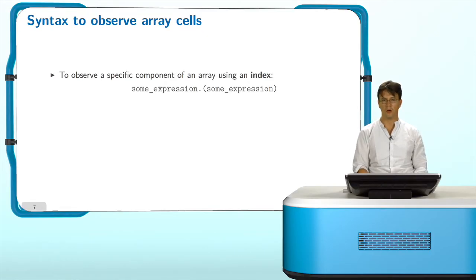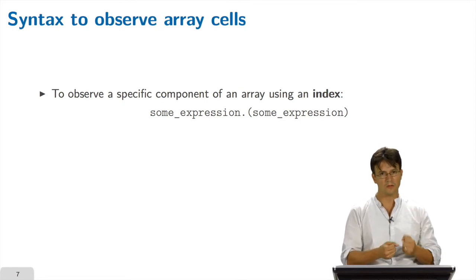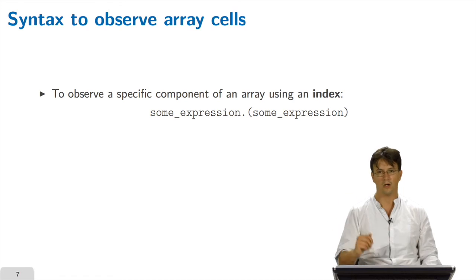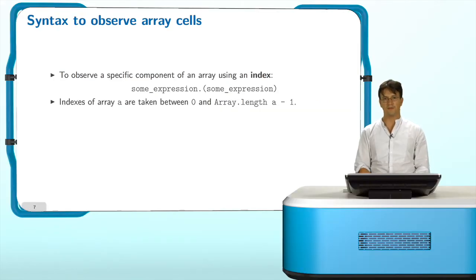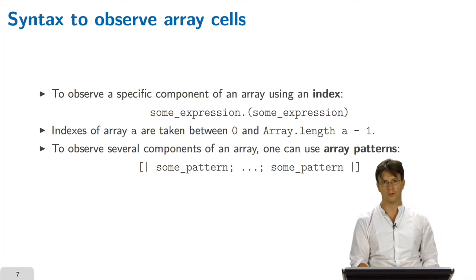Now, if you want to observe a particular component of an array, you can do it using an index, an integer that represents the position of this component of the array. To do so, you write your expression that represents the array, dot, an open parenthesis, and then an expression that evaluates into an integer that represents the index, and finally, a closing parenthesis. You have to be careful because the index of an array must be taken between 0 and the size of this array minus 1.